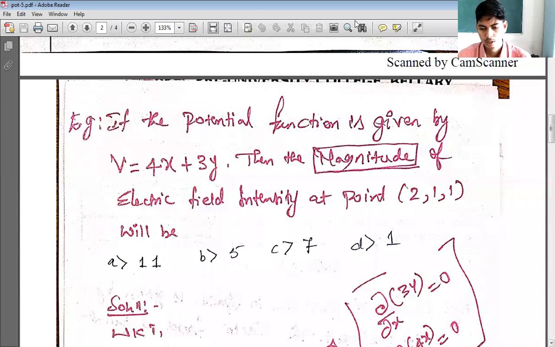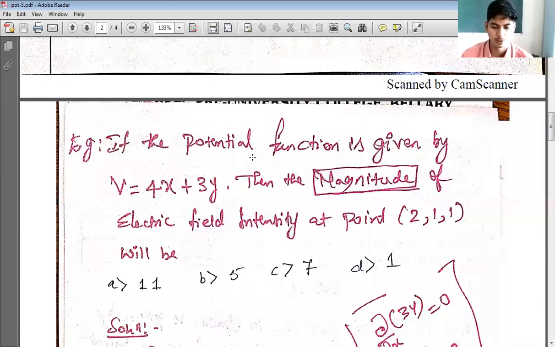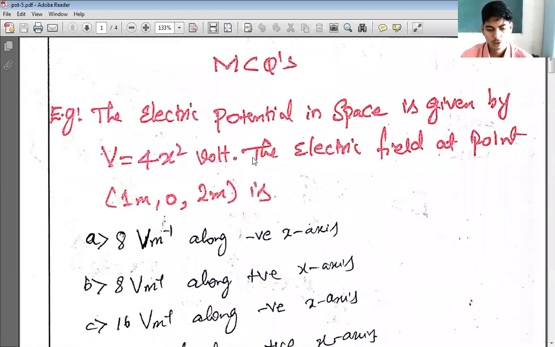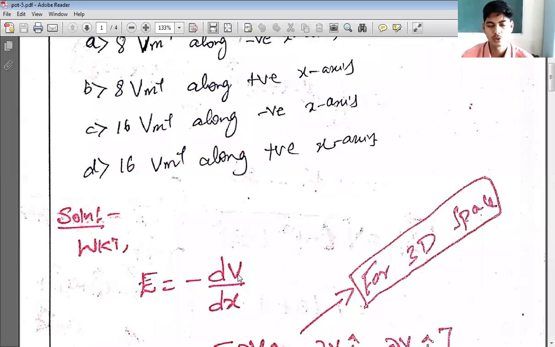Good morning. In our last class, we were solving MCQs on relationship between electric field and electric potential. I have told you electric potential can be expressed as function of position. V can be expressed in terms of x. When electric potential is given as function of distance or position, you can always determine electric field using the formula E is equal to minus dV divided by dx.